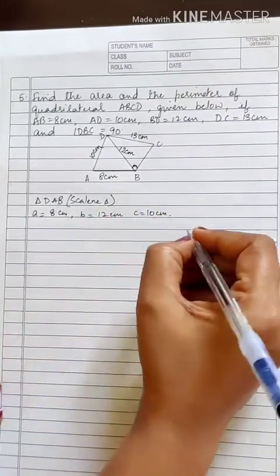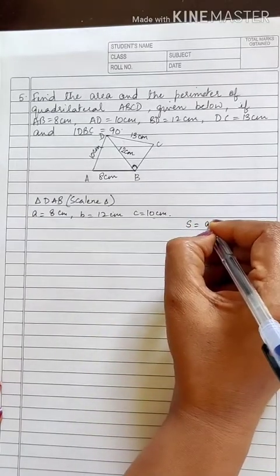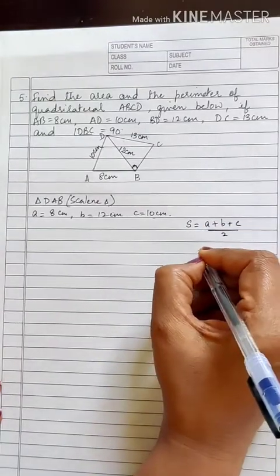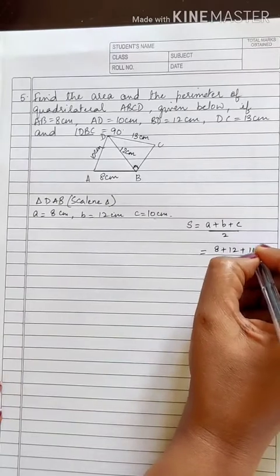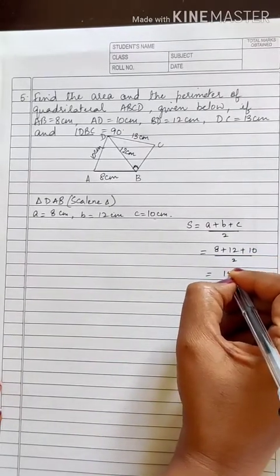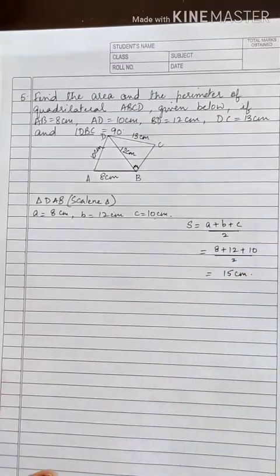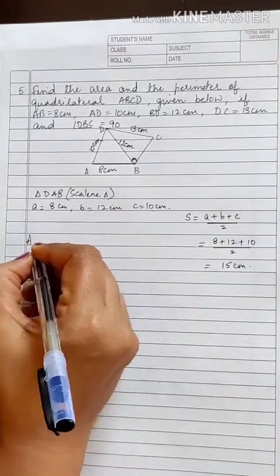Whenever you have to find the area of a scalene triangle, first we will find the semi-perimeter, which is equal to (a + b + c) / 2. It is (8 + 12 + 10) / 2, which is 30 / 2, equal to 15 centimeter. Now we will use the formula for the area of a scalene triangle.